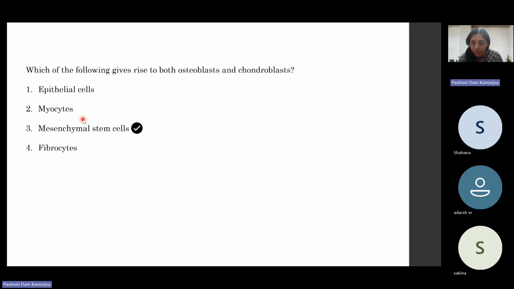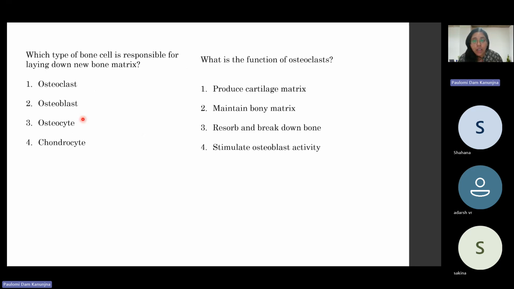Mesenchymal cells, and that is what we have been discussing so far. We have used the words osteoblast and osteoclast. Clast and blast, what is the difference between them? Which type of bone cell is responsible for laying down new bone matrix, and then you have osteoclast, and you want to know the function of osteoclast.